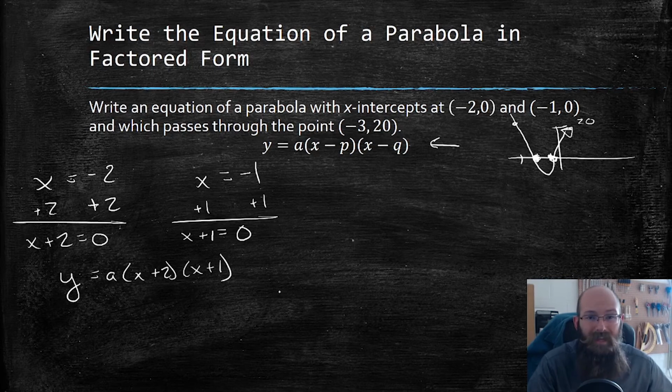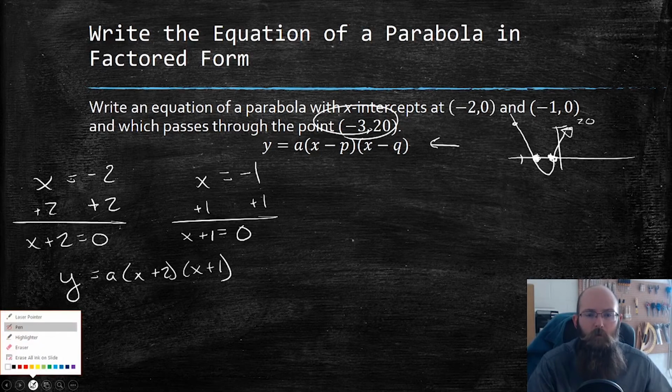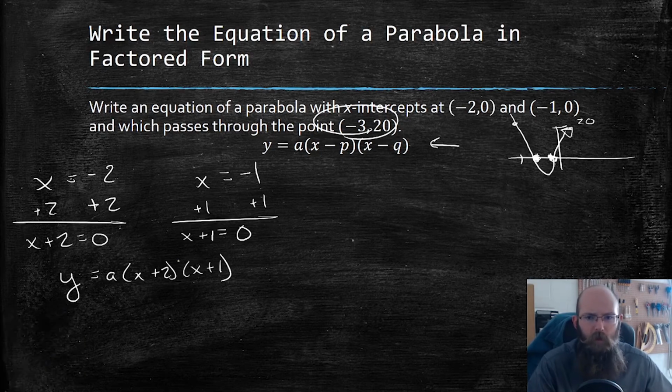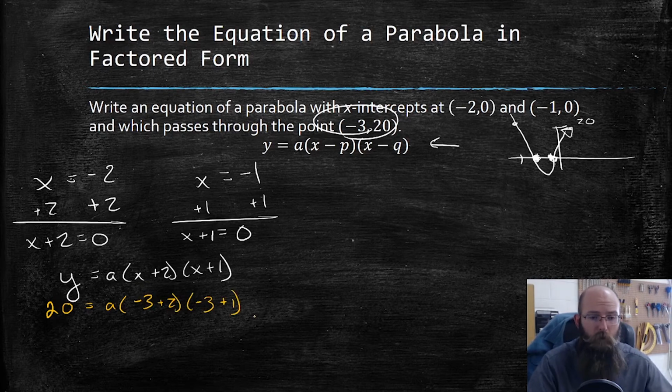Sweet. But they gave me another point for a reason. That wasn't just by accident. I needed that in order to find my a value. So I'm going to plug in that coordinate point and solve for my a value. So they told me my y value is 20, and I don't know my a. My x value, they told me, is -3, and now I'm adding 1 to it. Cool. Now I'm going to simplify.